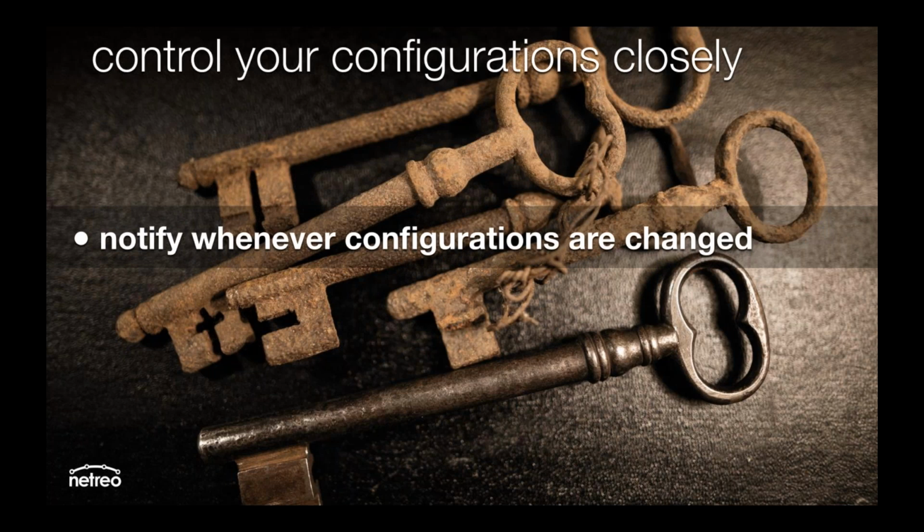So first, we want to make sure that we're getting notifications whenever a configuration is changed, especially on things like key network infrastructure devices. This allows us to make sure that the changes are compliant with the change control process and we're getting notified if there are any rogue or improvised fixes happening in the environment.